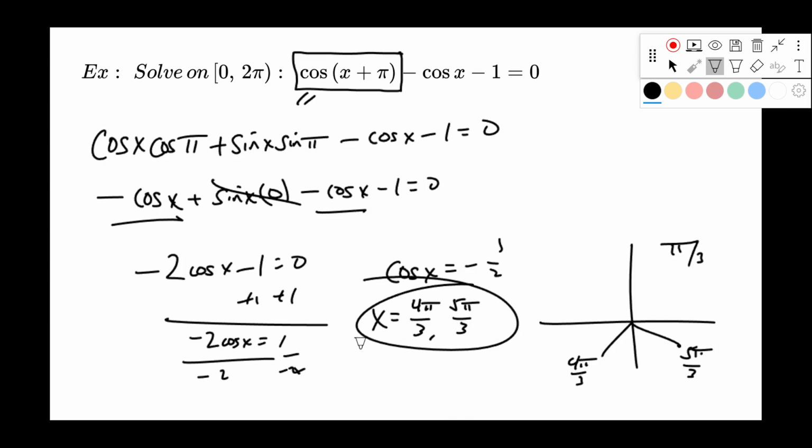And that's how we do some advanced things with these sum and difference formulas. Whenever you see the application of a sum or difference formula, you should apply it, and it should help you get into a scenario that looks a little more familiar.